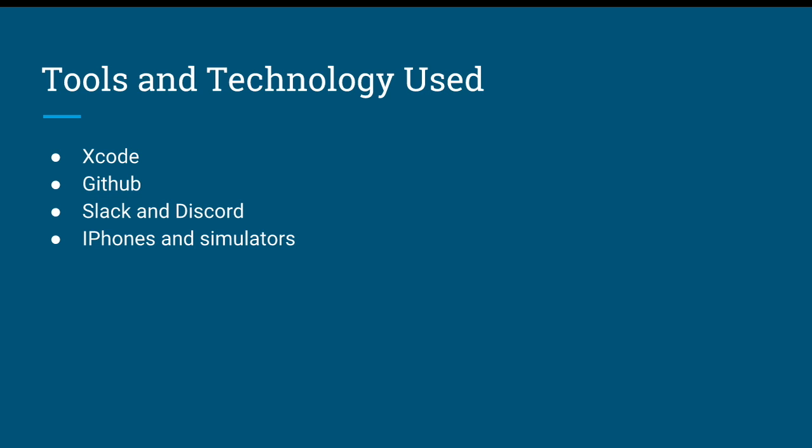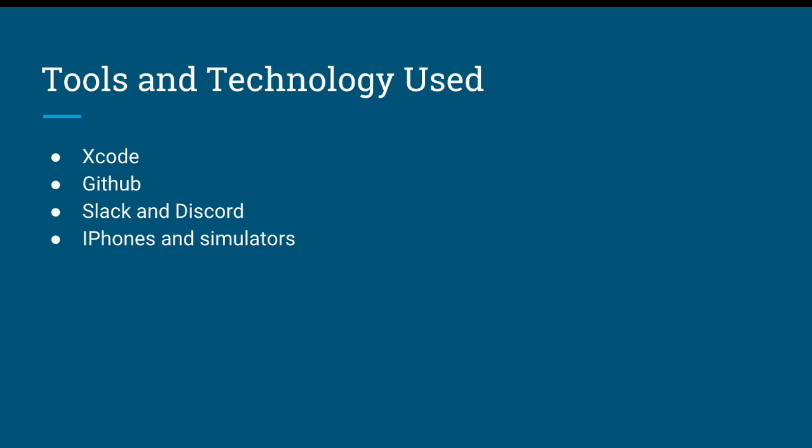The second one I want to touch on is GitHub. GitHub is the tool that we used for version control. This is what we use to merge all of our separate pieces of code together to make one cohesive program.